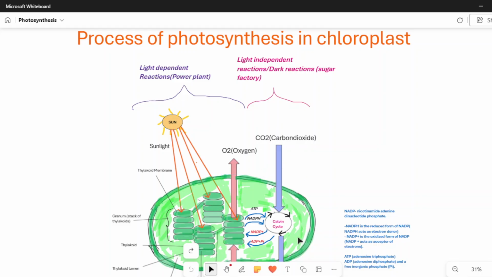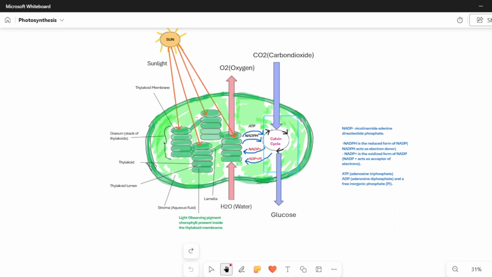And the Calvin cycle does not require light. It can happen during the day, night, anytime because it does not require sunlight. So these are called light independent reactions, and they are called sugar factories because they are manufacturing glucose required for the plant. So this is about photosynthesis happening at the microscopic level.